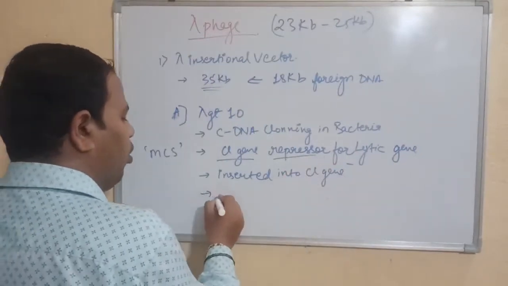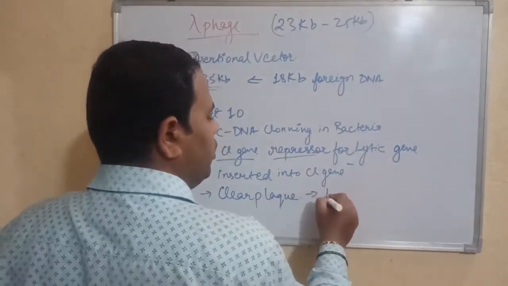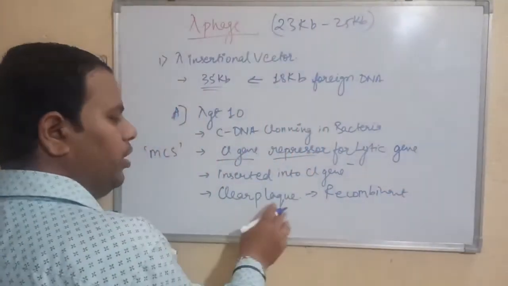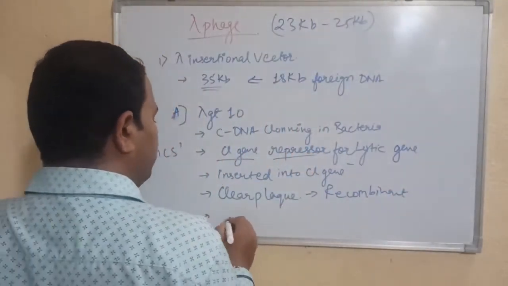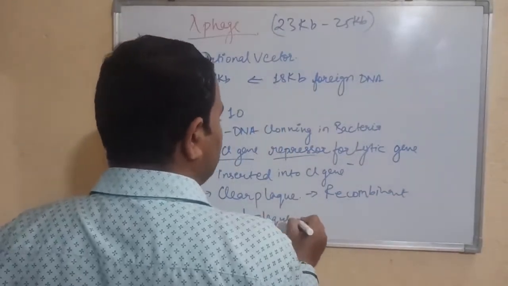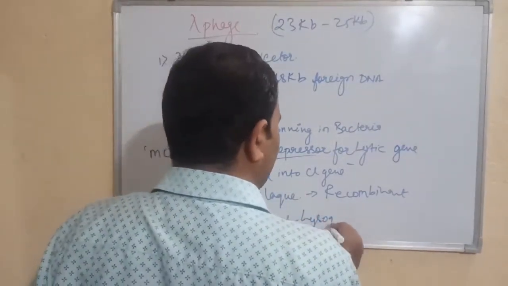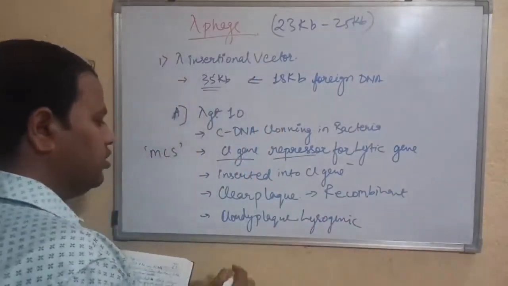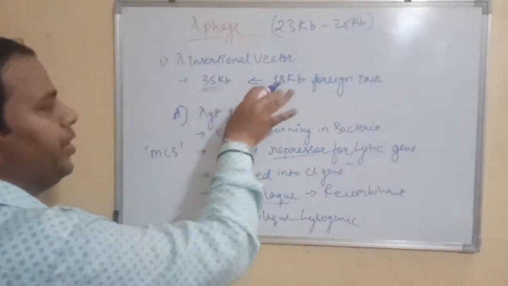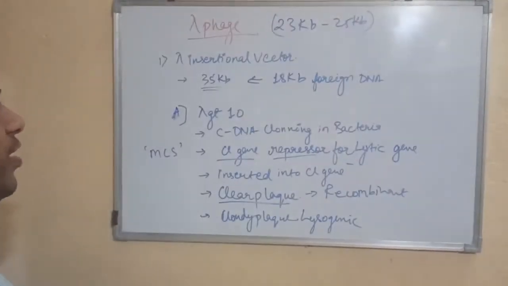Okay, and it will form a clear plaque. Means what? The recombinant cell will form a clear plaque, and the non-recombinant cell will form a cloudy plaque, as the gene CI is intact in that, and it will go for the lysogenic cycle and form a cloudy plaque. So the clear plaque of the cells we can select for the presence of our fragment. So this was the cloning experiment that is done by the insertional vector Lambda GT10.